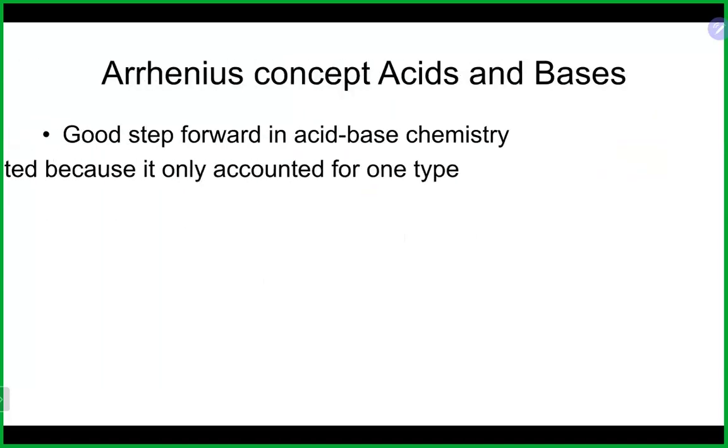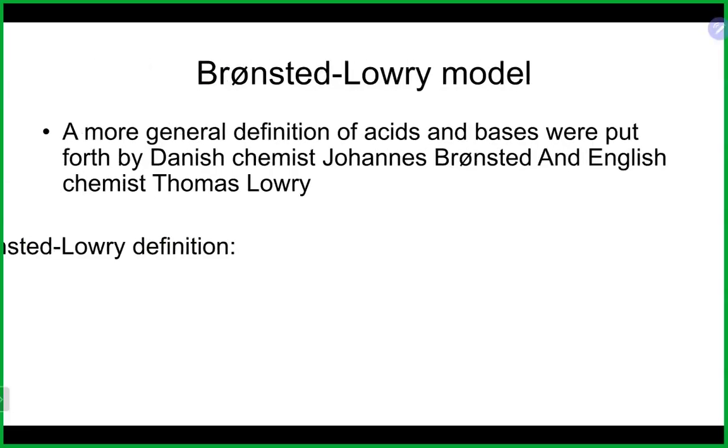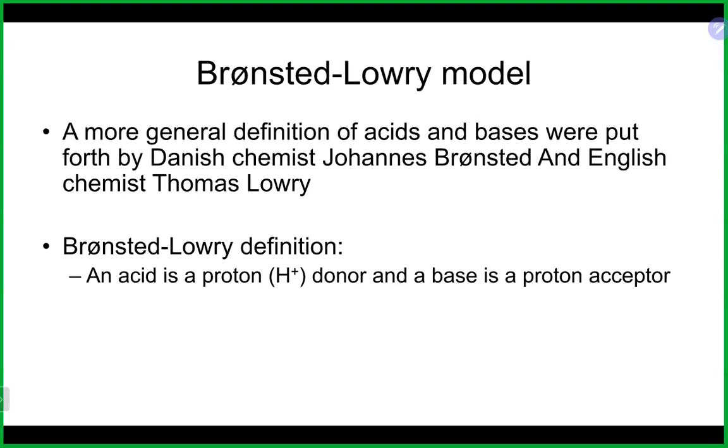Now, the Arrhenius concept was a really good first step in terms of acids and bases, but it was limited because most of his work was done with bases that actually contain hydroxide in them. And as I mentioned earlier, there are bases that don't have hydroxide in them, but are still bases because they're able to produce hydroxide. So a more general definition of acids and bases is one that was put forth by what's known as Bronsted and Lowry. And that is the Bronsted-Lowry definition of an acid and a base.